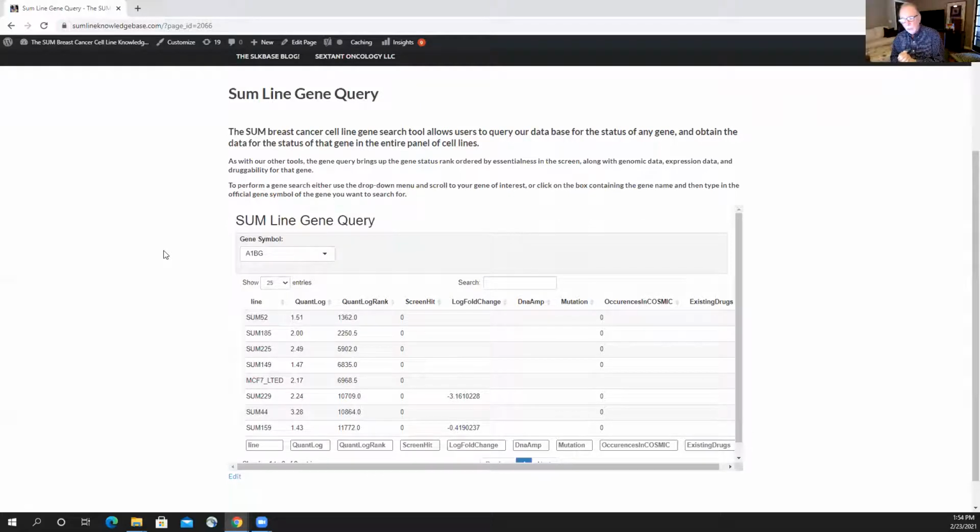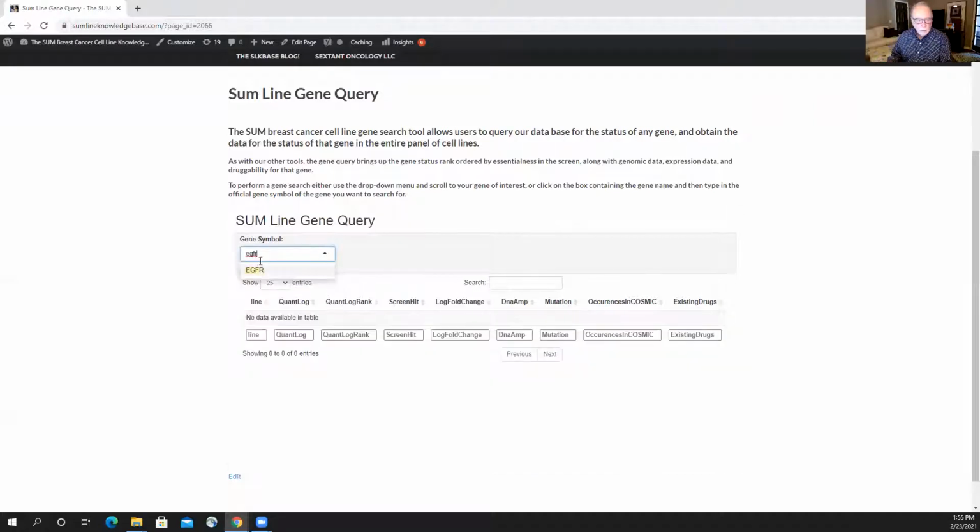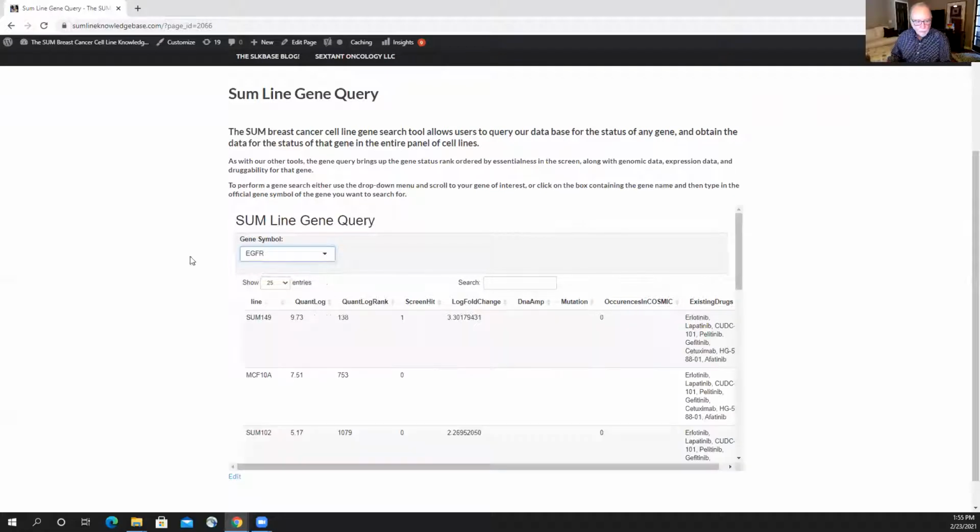And so you don't find a series score here. What you'll find for our screen is quant log rank score. Just to give you an example, I'm going to do EGFR again here. One of the things that's interesting is that several of our cell lines actually overexpress EGFR. And now here's SUM149 again. Here, the Han lab data and our data are concordant in that, again, there is high-level overexpression of EGFR, and this gene was a hit in our screen.